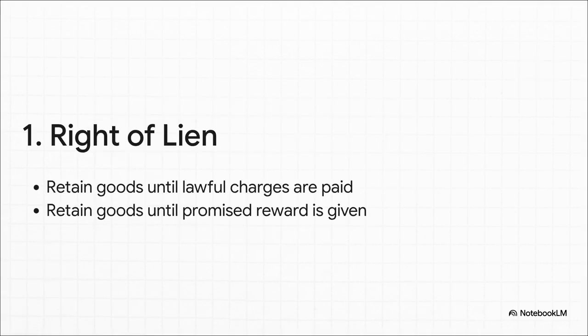Let's read the specific statutory rights off the slide. Right of lien. First, retain goods until lawful charges are paid. Second, retain goods until promised reward is given. Listen to me very carefully here, class. A lien is a strict right to retain possession. It is a possessory right only. It is not a right to appropriate, and generally speaking, it is not a right to sell. You are basically holding the goods hostage, legally speaking, until the true owner compensates you for the trouble you went through to keep their property safe. Write it exactly like this.